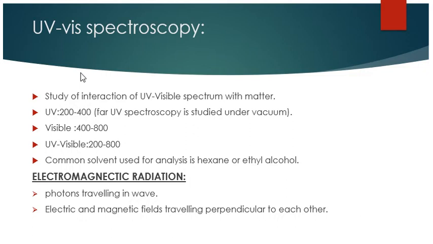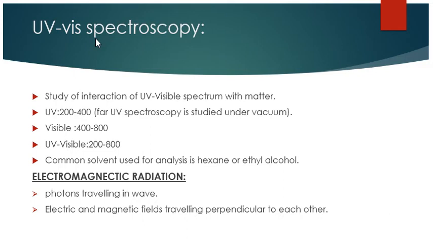And UV spectroscopy is studied under vacuum, and the common solvents used for analysis and study of interaction of the ultraviolet and visible radiations are hexane or ethyl alcohol. Hexane and ethyl alcohol are used for the study and analysis of interaction of UV visible radiations with that solvent.